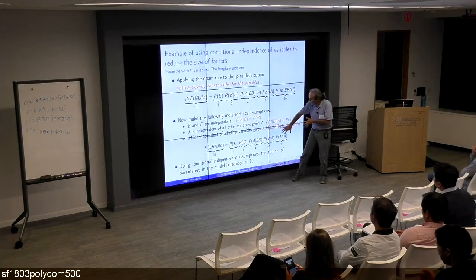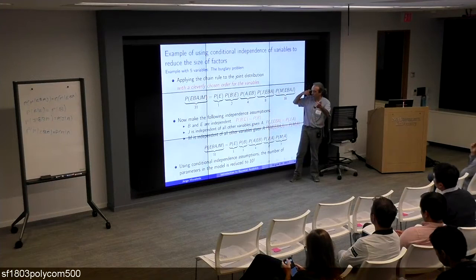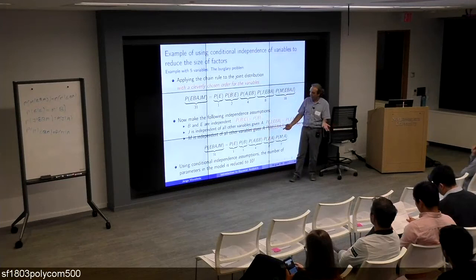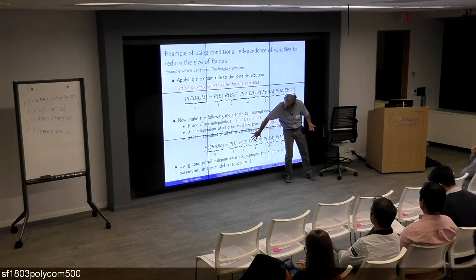I might not have a data set where I could list earthquakes at the same time as the alarms, or earthquakes and Mary's calls simultaneously. I don't need such a data set. Yes, I need a data set where the alarm, the earthquakes, and the burglar alerts are related, because I need it for this table. But for other things, I don't need such a data set. So this is already a very interesting, powerful idea.